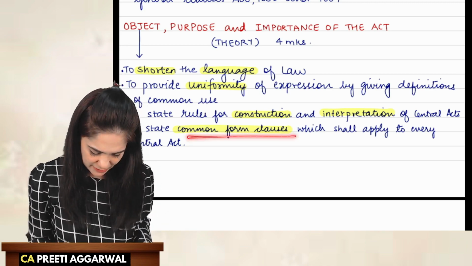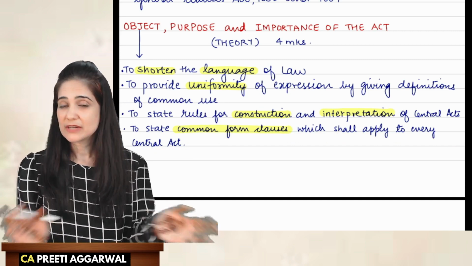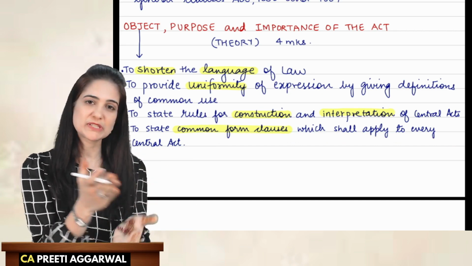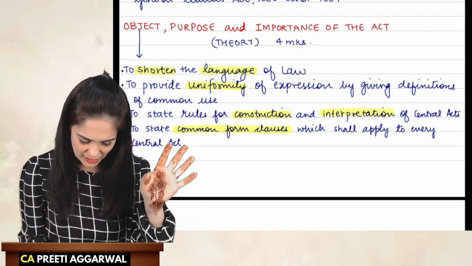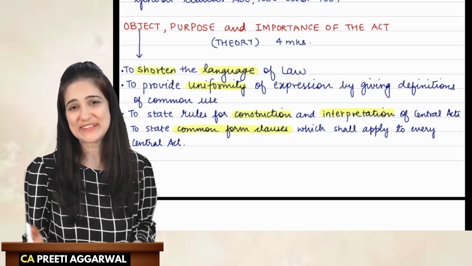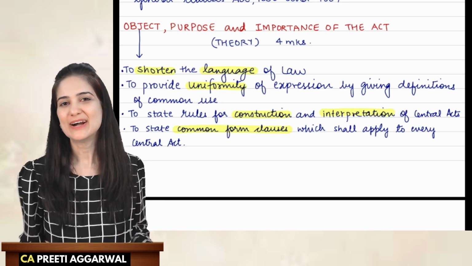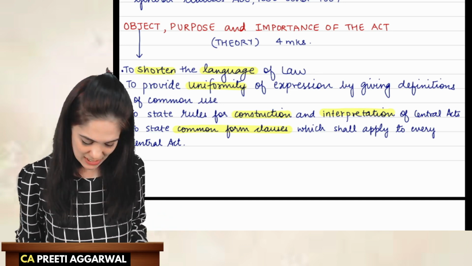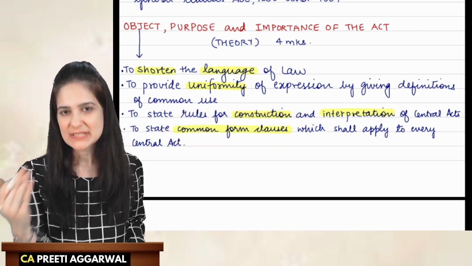It states the common form clauses which apply to every central act. We are not defining the specific words. Those specific words are defined in the act itself. We are defining those generally, the common form, the general form of contracts. I don't think I need to repeat all this again and again, because the same points are being explained in different forms. So these are common form clauses which shall apply to every central act.